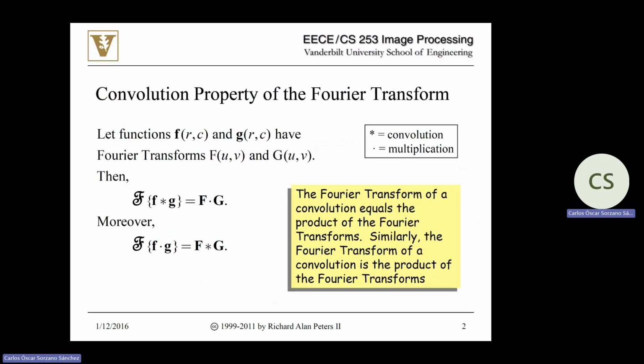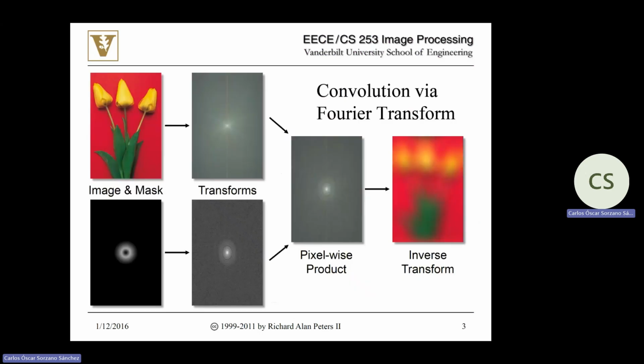And by duality, if you have a multiplication of two functions and you do the Fourier transform, then you have the convolution in Fourier space. So convolution in real space is multiplication in Fourier space, and convolution in Fourier space is multiplication in real space. This is one of the properties of the Fourier transform. So if I want to convolve these two images, I compute the two Fourier transforms, compute point-wise the product, and then do the inverse Fourier transform.